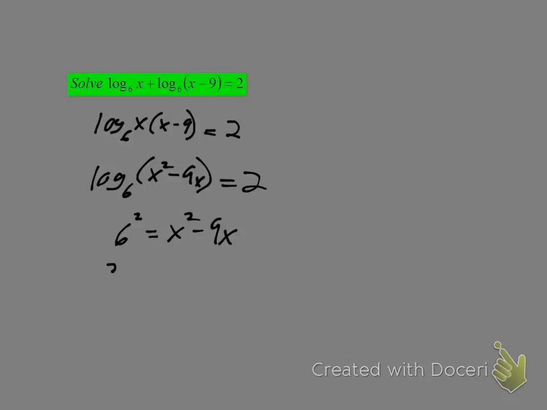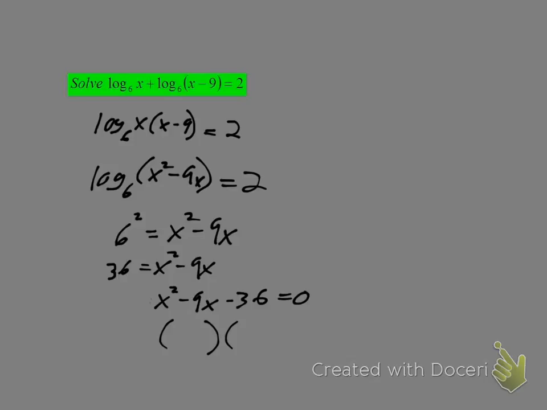6 squared is 36. What kind of equation you got? Quadratic, so it's got to equal 0. So I'm going to subtract 36. 0 equals x squared minus 9x minus 36. As long as your x squared's positive. Okay, so now I'm going to take my 0 from my left, put it to my right. No harm, no foul, right? Still equals 0. And then what do I do?